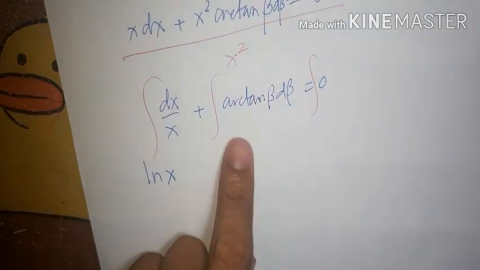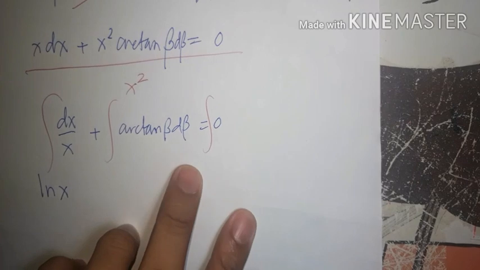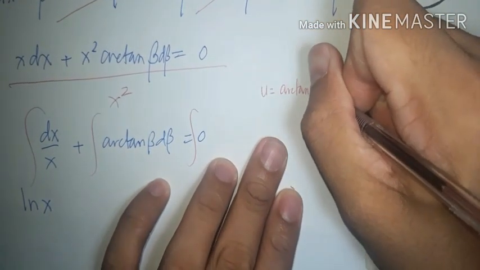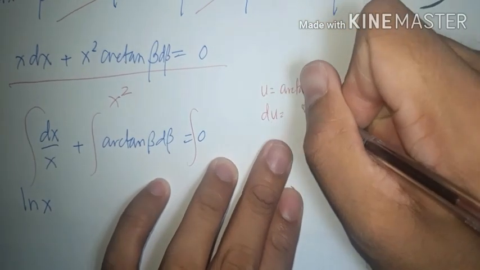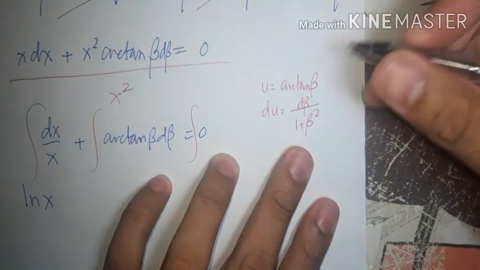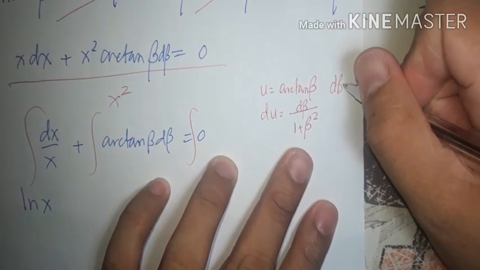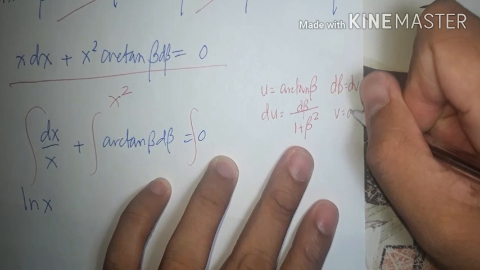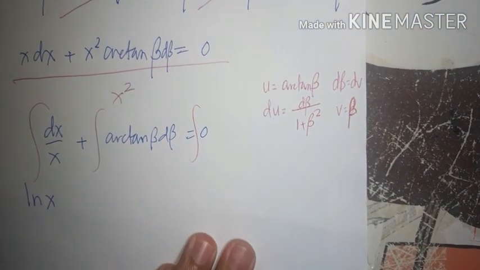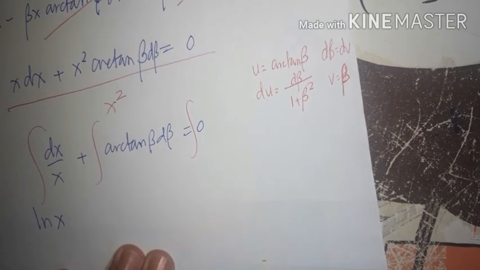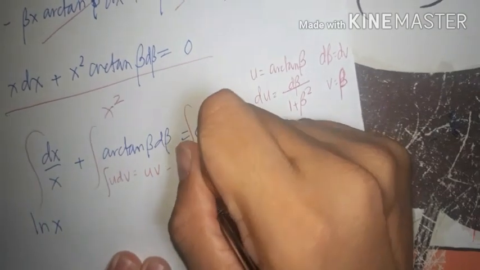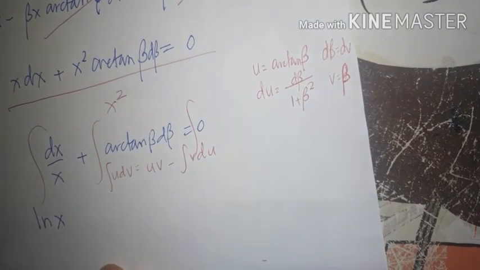And then, this one is using integration by parts. So, let u be equal to arctangent beta, then du is d beta over 1 plus beta squared. d beta is equal to dv, then v is equal to beta. So, by integrating both sides, sa integration by parts, integral of u dv is uv minus integral of v du.